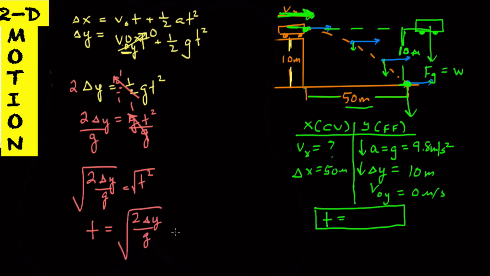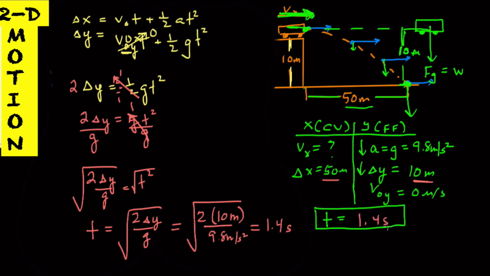Now I'm going to substitute 2 times. Make sure you put in delta y. This is why it is helpful to call it delta y and not delta x. You might just glance over here and use the 50, but remember delta y is 10. So this is what you're solving for using these variables along the vertical. So make sure you use the y displacement, the vertical displacement. 2 times 10 over 9.8 meters per second squared. And when I solve for that, I get 1.4 seconds.